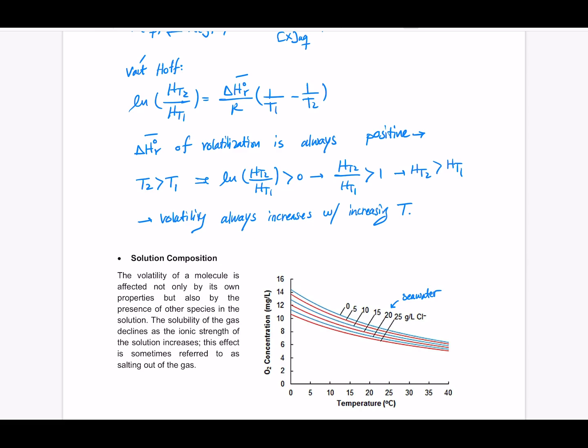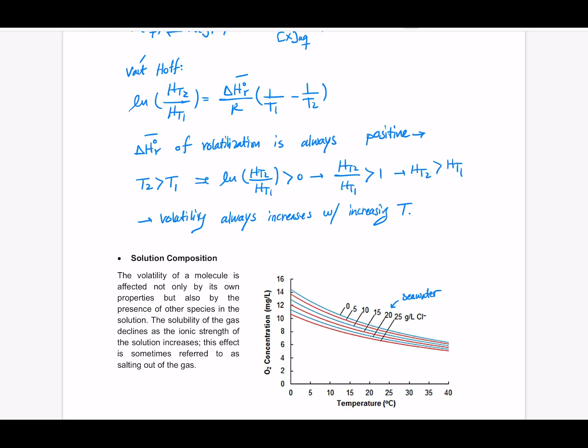So we added salt, we kicked out a gas. This effect is sometimes called salting out of the gas. If you have a glass of water, and if you have only salt in your hand, the easiest way to get rid of oxygen is just to add some salt. It might kill the fish, but that's basically salting out the gas.